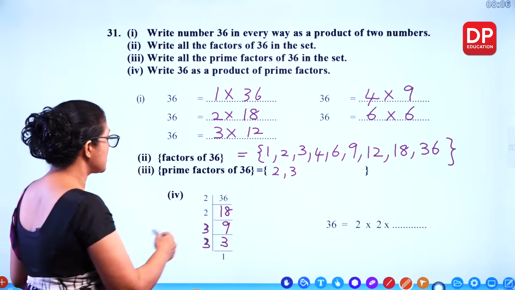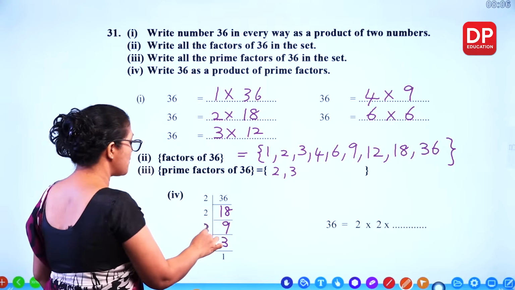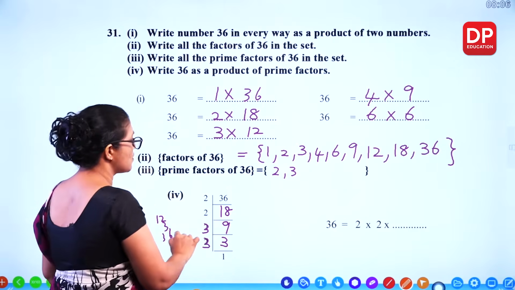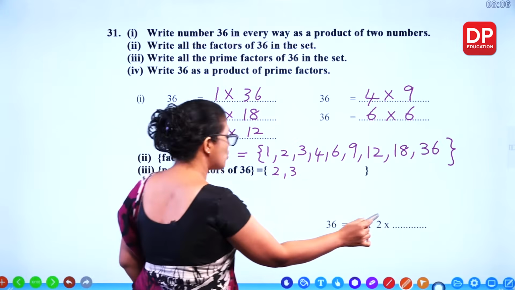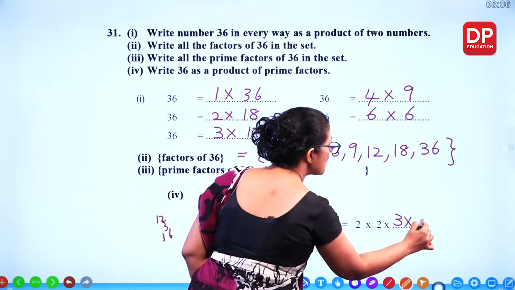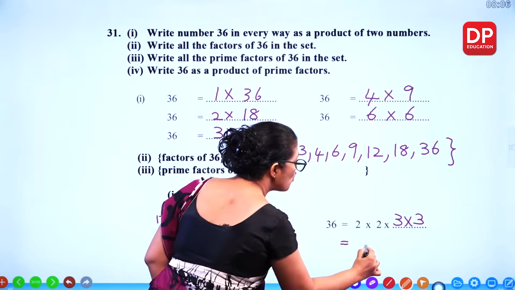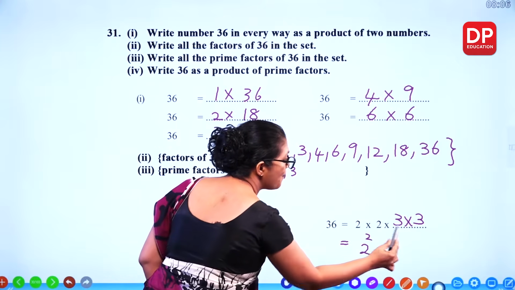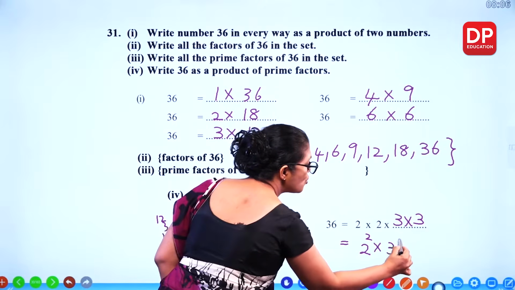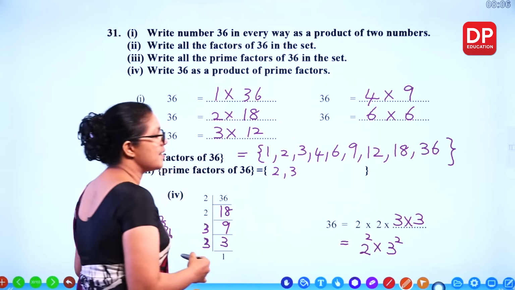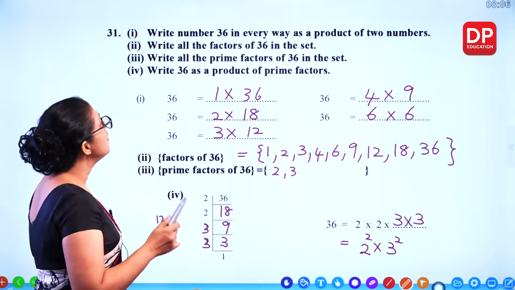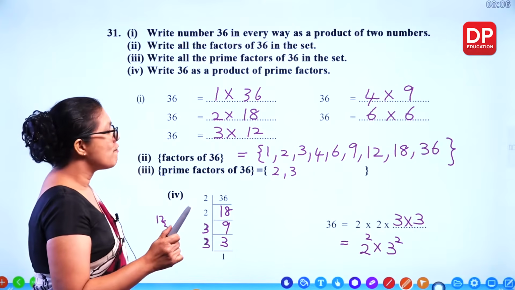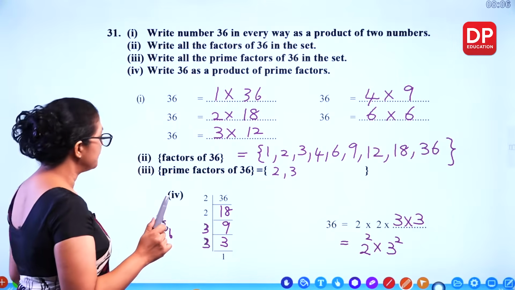So what are the factors? 2 times 2, 4, 4 times 3, 12, 12 times 3, 36. So here 2 times 2 times 3 times 3, or you can write 2 to the power 2 because twice are there, and 3 to the power 2. Here also twice are there. So that's the value 36 as a product of prime factors.